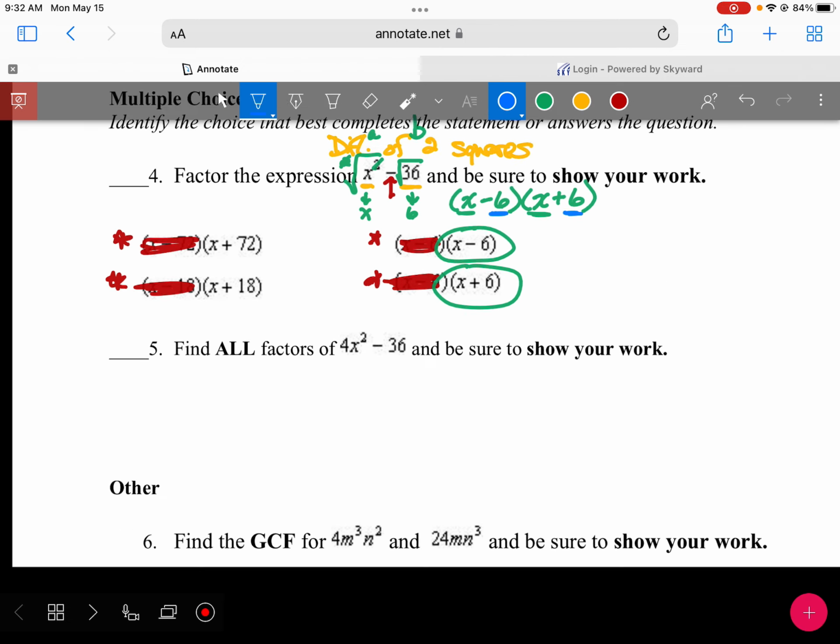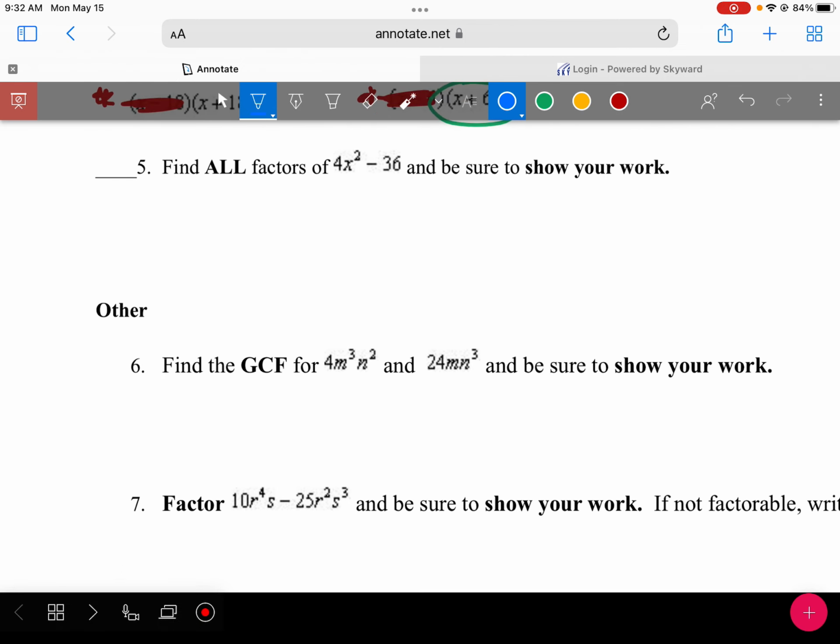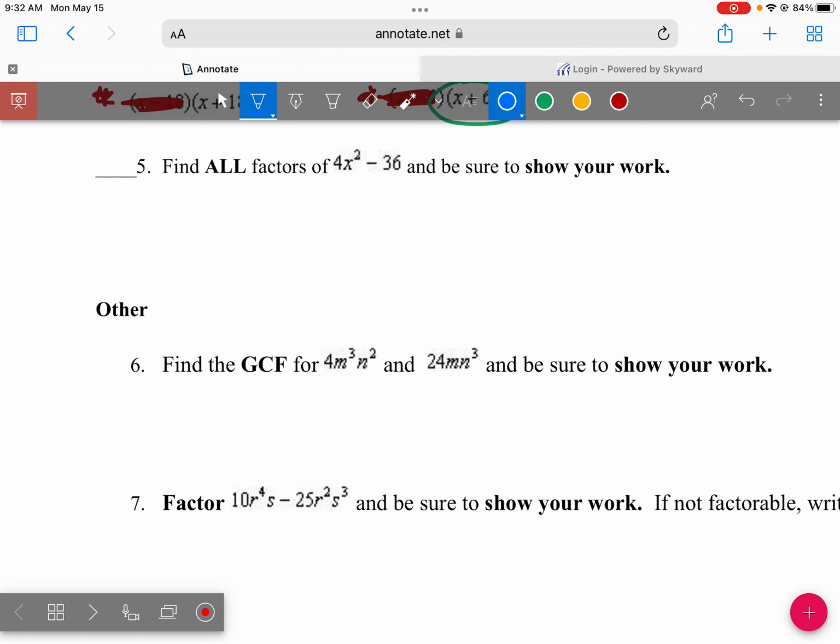All right, let's go down to number 5. Find all factors of 4x squared minus 36. And we just said, what's the first thing we do when we're factoring? We look for a GCF. Do I have a GCF for 4x squared minus 36? Yeah, what would it be? Yeah, it's 4.